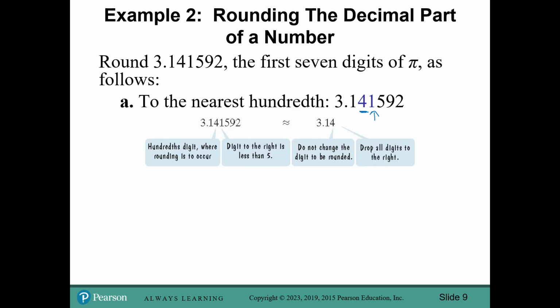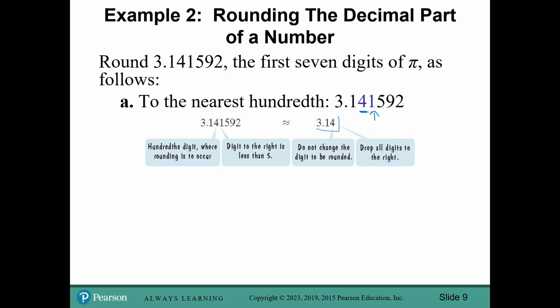Okay, so the hundredths digit is where the rounding is to occur, right there at the 4. The digit to the right is indeed less than 5. Therefore, it does not change the digit that needs to be rounded, so we keep it as a 4. Now when we're dealing with decimals, all we do is drop off all digits to the right when we're done. So the 4 stays, it doesn't round up, and we drop the remaining digits and round it to 3.14.